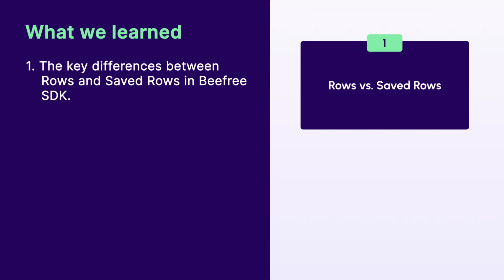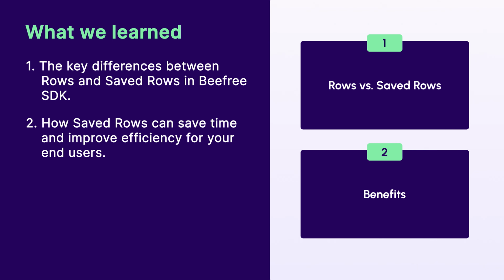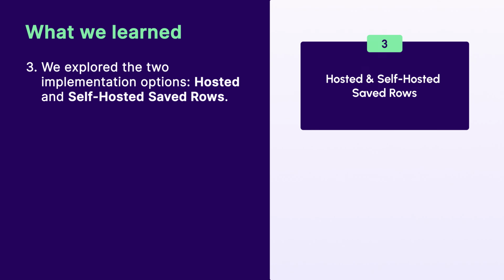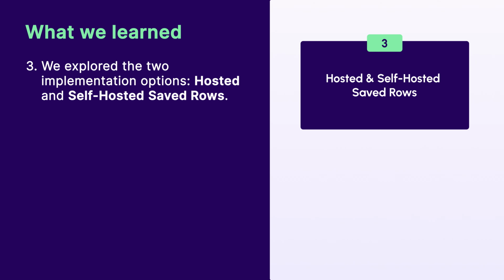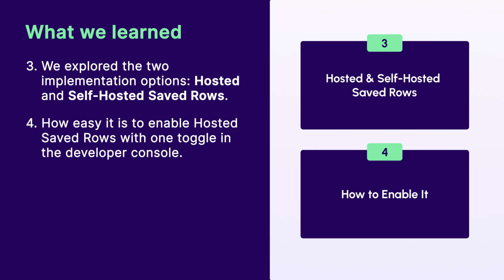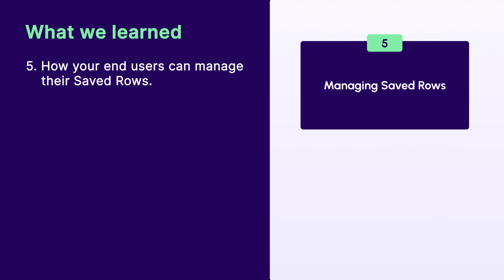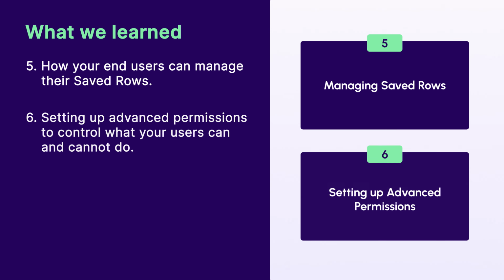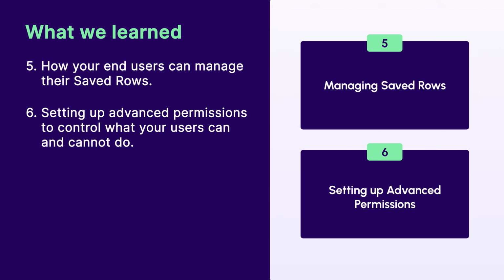We covered the key differences between rows and saved rows in Beefree SDK. We discussed how rows can save time and improve efficiency for your end users. Then we explored the two implementation options, hosted and self-hosted saved rows, and demonstrated how easy it is to enable hosted saved rows with just one toggle in the developer console. We also showed how your end users can manage their saved rows, and finally, we covered setting up advanced permissions to control what your users can and cannot do.